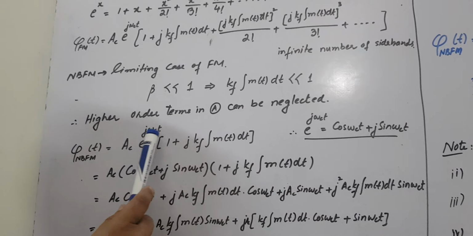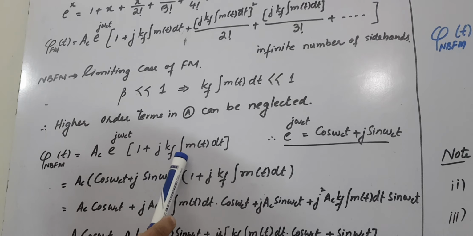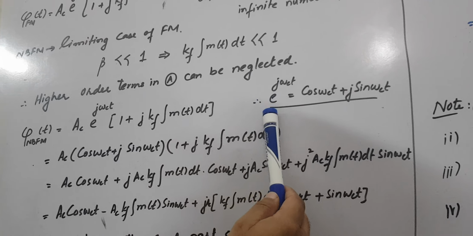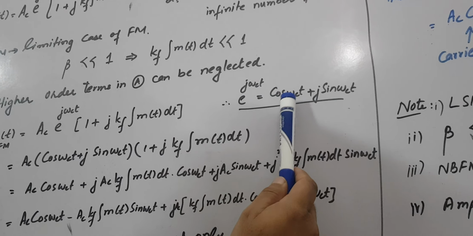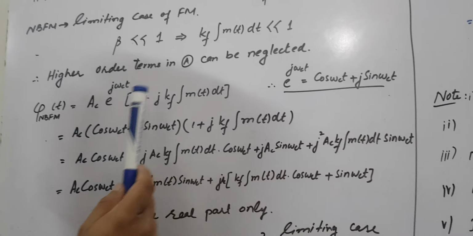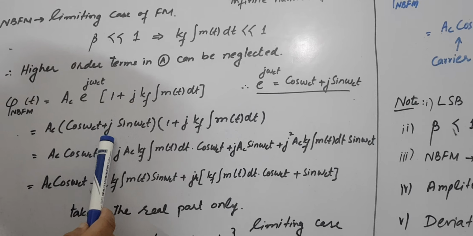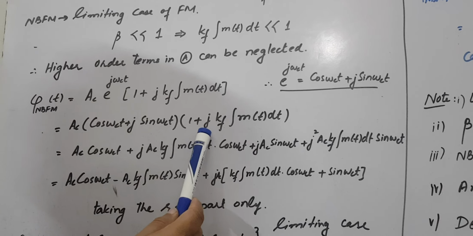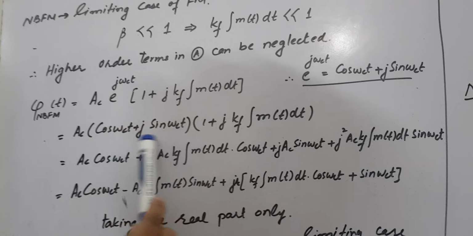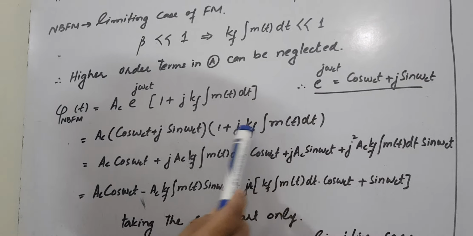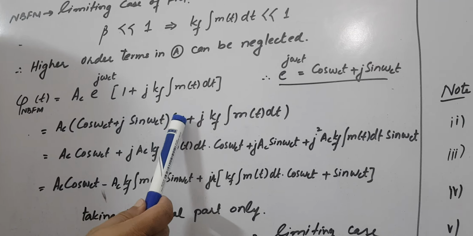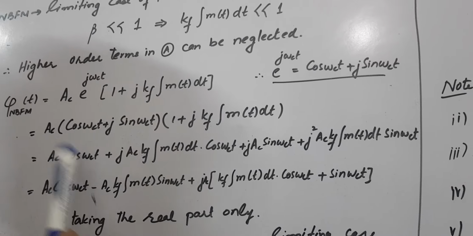A_C e^(jω_C t) times (1 plus j k_f integral of the message signal). And we know that e^(jω_C t) equals cos ω_C t plus j sin ω_C t. We can use this formula here: (cos ω_C t plus j sin ω_C t) times (1 plus j k_f integral of the message signal). If you open the brackets, you will end up with this equation: A_C cos ω_C t multiplied by 1, the answer is A_C cos ω_C t.